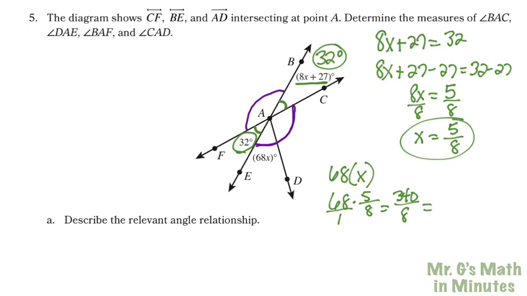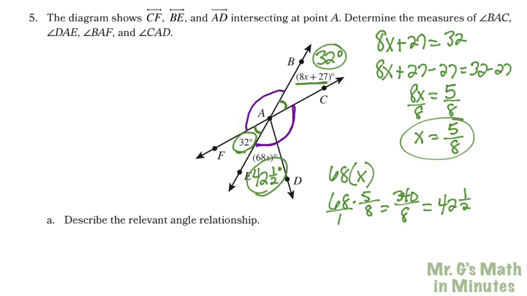And then when we divide, we get 42 and 1/2, or 42.5. So this angle is equal to 42 and 1/2 degrees. All right, so we're most of the way there now. Let's see what's the next one they want us to find. They want us to find angle BAF. So they want us looking for this angle over here.